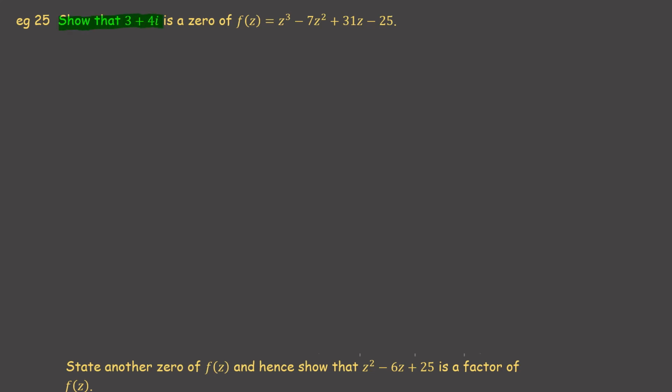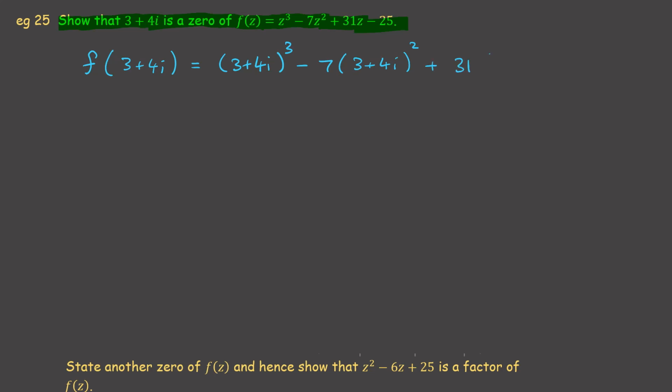Show that 3 plus 4i is a 0 of f of z is z cubed minus 7z squared plus 31z take away 25. So in other words, what we want to do is evaluate f of 3 plus 4i and show it comes to 0. So that's going to be 3 plus 4i cubed minus 7 times 3 plus 4i squared plus 31 lots of 3 plus 4i take away 25.